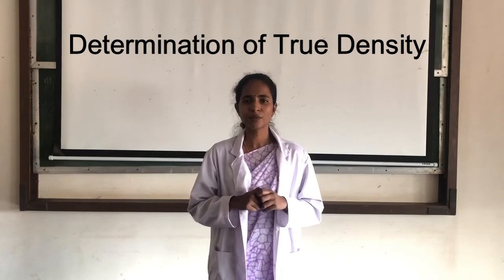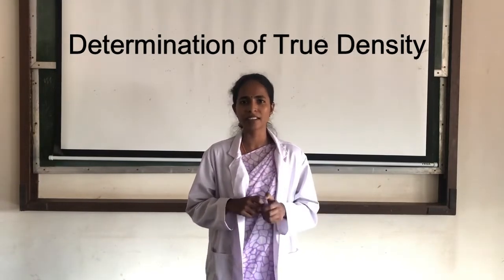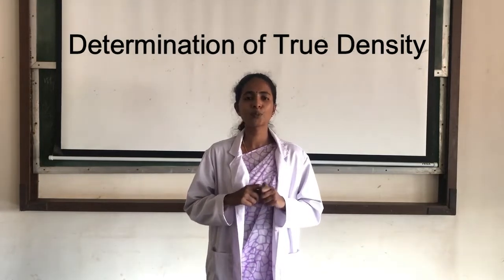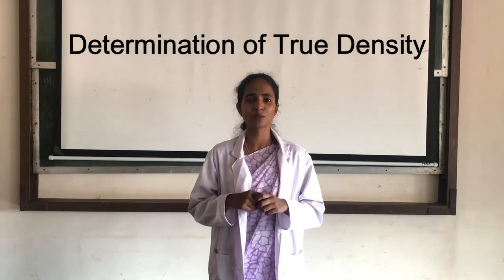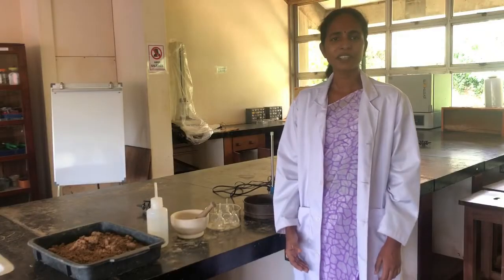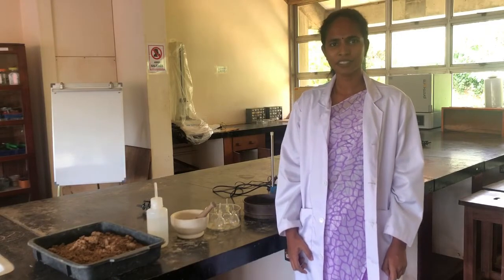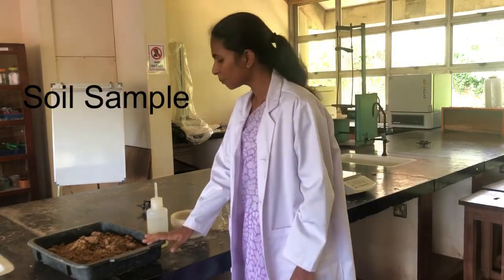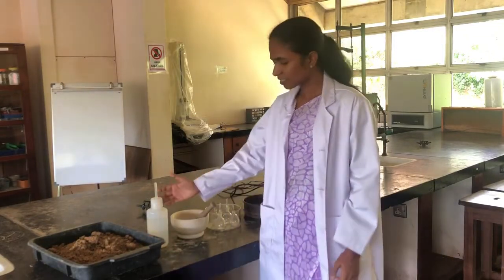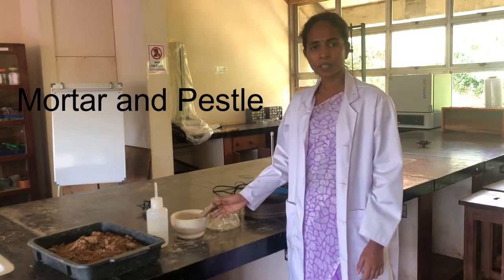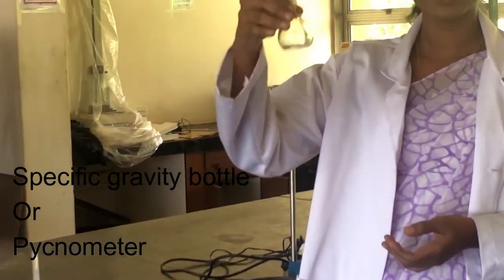Usually, the true density values lie from 2.5 to 2.8. That is because quartz, with a density of 2.65 gram per cubic centimeter, is the dominant mineral present in soil. These are the materials and equipment needed to determine the true density of soil sample. This is the soil sample obtained from the field of interest and it is oven dry. This is distilled water, mortar and pestle. This is specific gravity bottle or pycnometer.